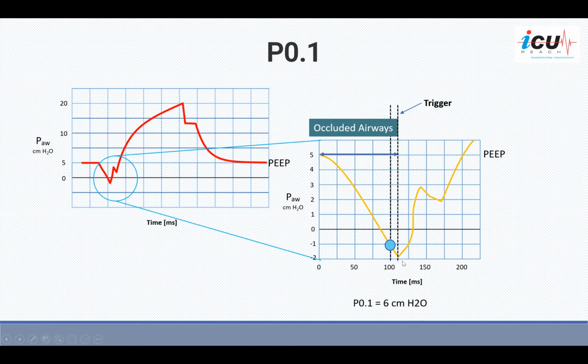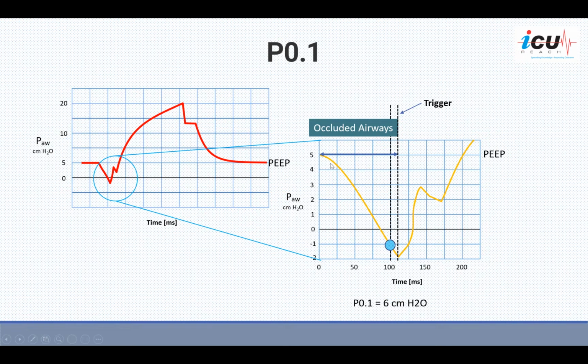However, if you take a look on the time scale here, you can see that the ventilator was triggered at probably 120 milliseconds. And we are interested in measuring the pressure that is generated by the patient at 100 milliseconds. So we take a column all the way up and we measure this pressure. You can see this pressure is minus 1 centimeter of water added to 5 centimeter of water of the PEEP. That gives you minus 6 centimeter of water.